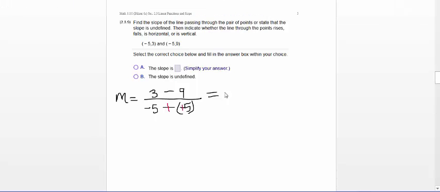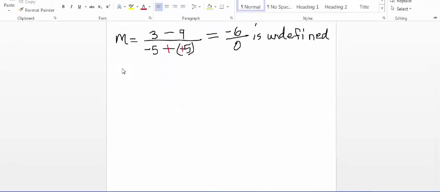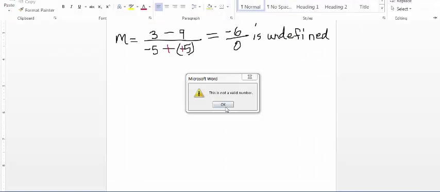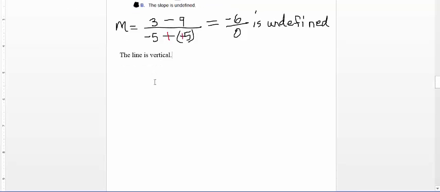I notice that these 2 points have the same x-coordinates. That means I'm going to get a non-zero number in the numerator and 0 in the denominator, which is always undefined. So I choose part B for the first part of the answer, and then for the second part of the answer, I'll fill in the answer that indicates what it means when my slope is undefined. So the line is vertical.